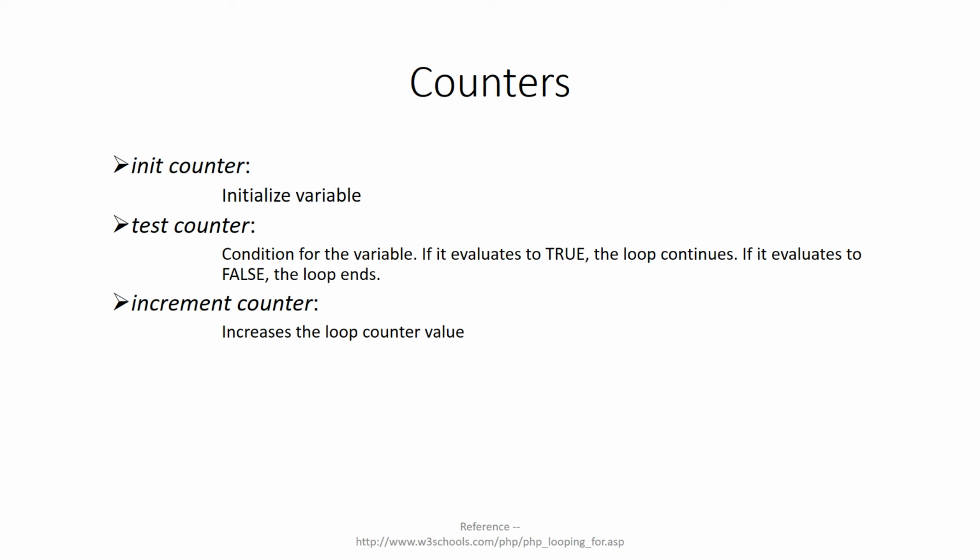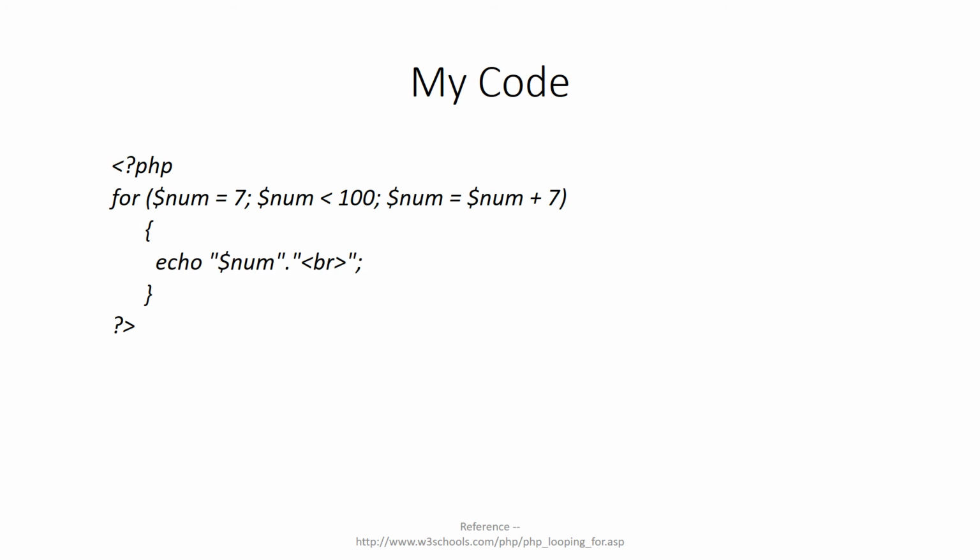Now the increment counter just increases the loop counter value. So let's say you want to do a certain thing up there in your variable, and then you give it the condition down there in the test counter. Well, the increment counter is just going to allow it to happen that many times based on what you set in there. Let's look at my code and I'll show you exactly what I mean.